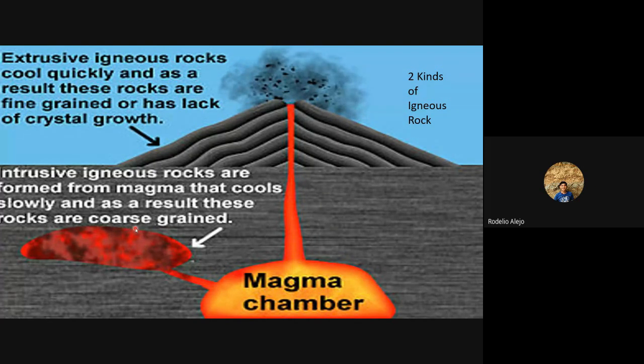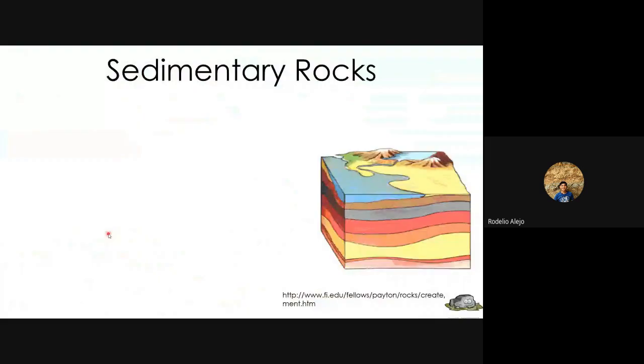Okay, again, when we say extrusive igneous rock, these rocks solidify quickly, which results in a fine-grained texture igneous rock. Wherein when we say intrusive igneous rock, these are rocks formed below the surface of the earth, and it solidifies slowly, resulting in coarse-grained igneous rocks.